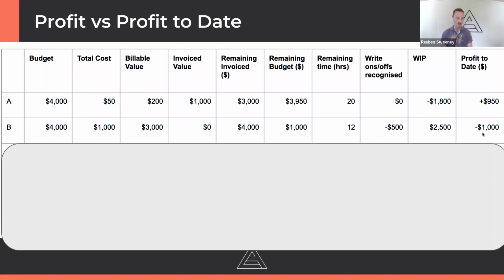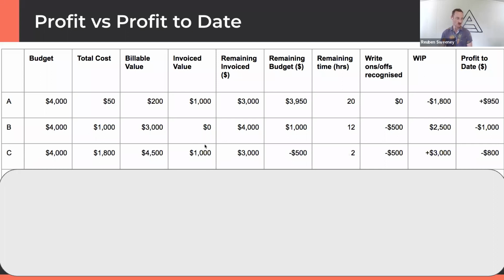Is this job going badly? Well, I don't think so. Maybe not great, but not terribly. Certainly not reflective of a negative $1,000 loss incurred so far. So in order to interpret that negative $1,000 loss, or loss to date, we kind of need to look at some of these other figures as well.